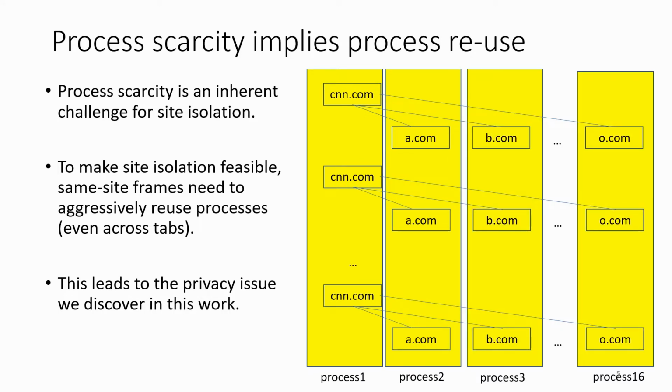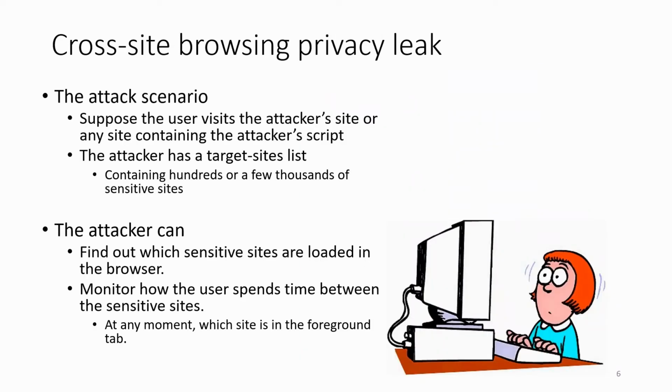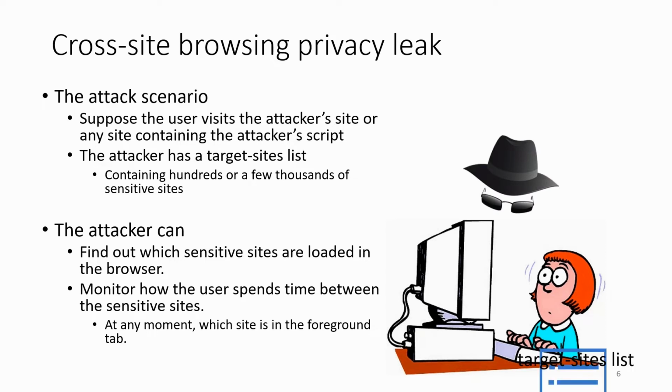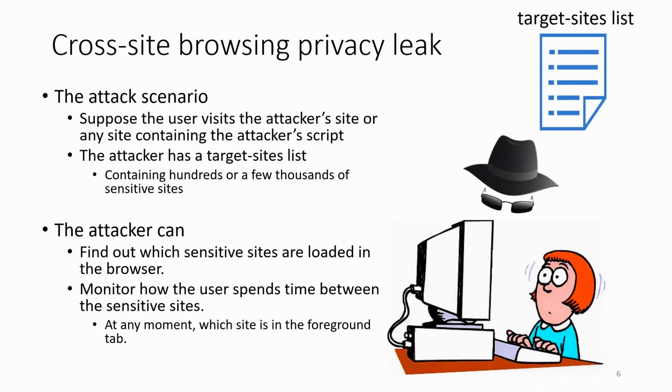And this leads to the privacy issue we discover in this work. We call this privacy issue cross-site browsing privacy leak. The attack scenario is the following. Suppose the user visits the attacker's site or any site containing the attacker's script. The attacker has a target site list which contains hundreds or a few thousands of sensitive sites.